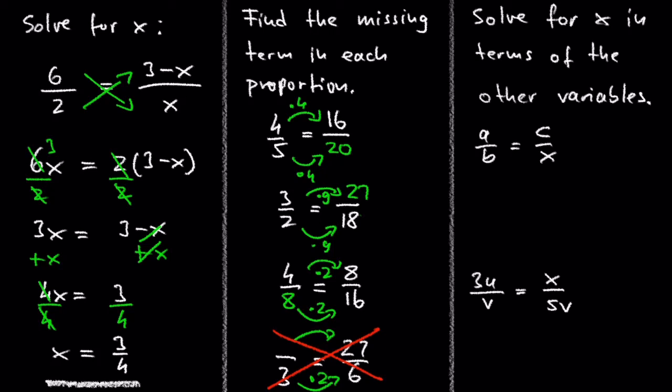Solve for x in terms of the other variables. Again, with cross multiplication, we get ax equals bc. And after dividing by a, we get x equals bc over a.